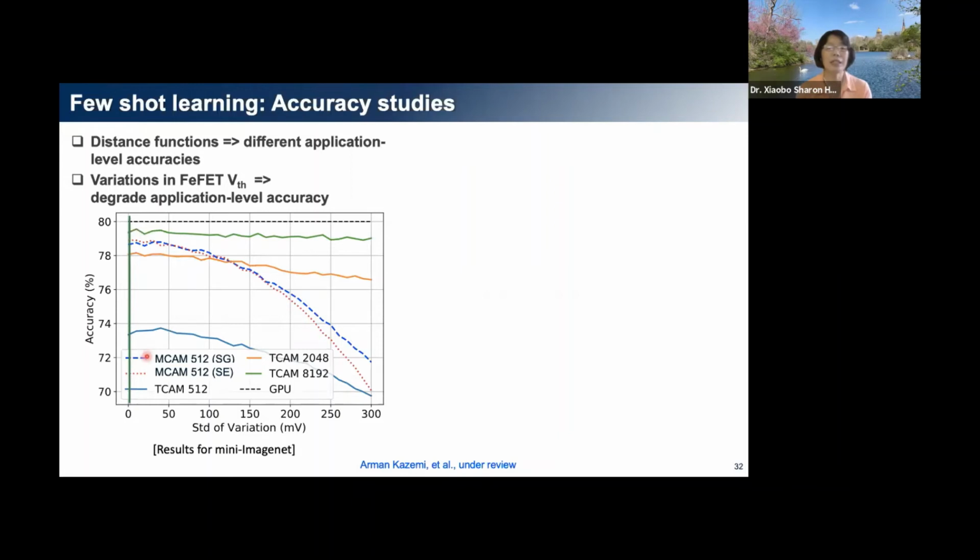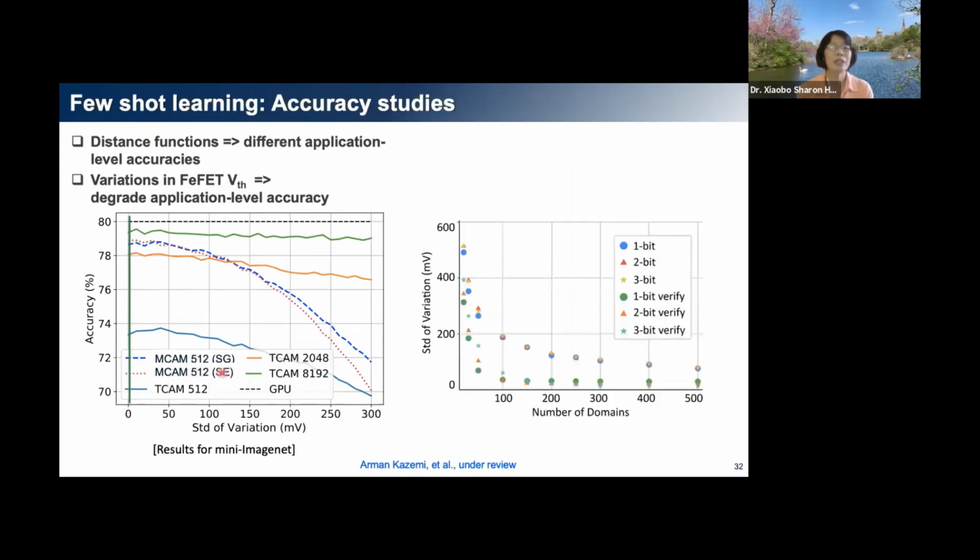However, if we have device variations, then you see that they drop off rapidly. Now, if you look at the variations, what does variation depend on? Fundamentally, the variation depends on what we call the number of domains in a device.